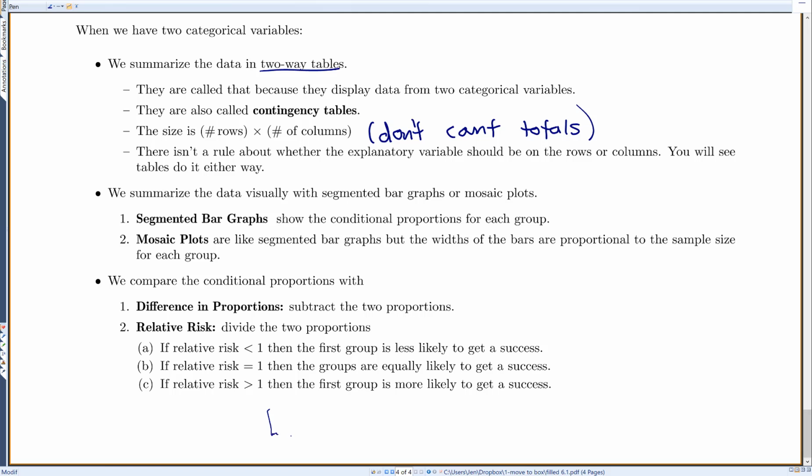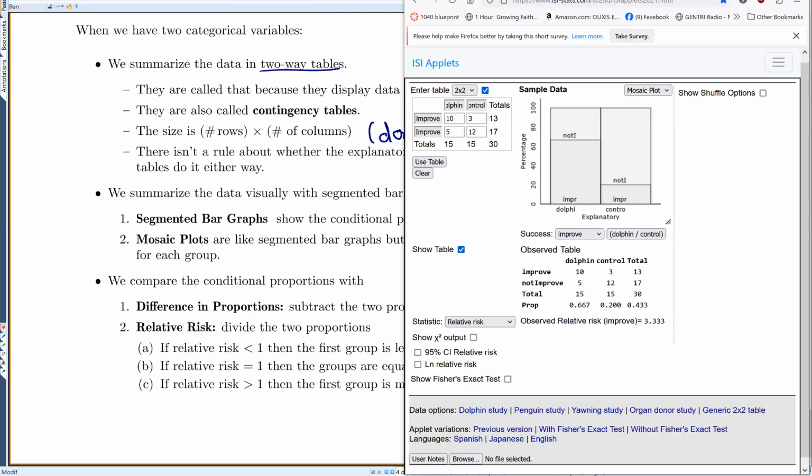We summarize the data visually with segmented bar graphs or mosaic plots. Segmented bar graphs will show the conditional proportions for each group, but mosaic plots are like segmented bar graphs, but the widths of the bars are proportional to sample sizes. And this was a really bad example to show you that with, because the sample sizes were the same.